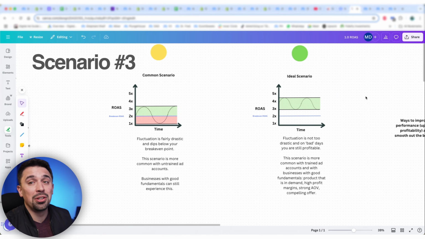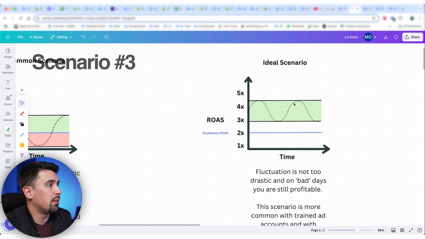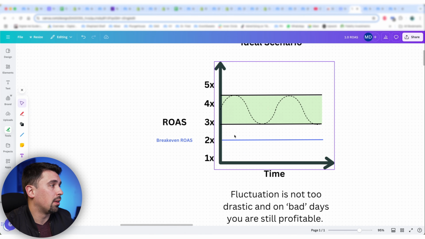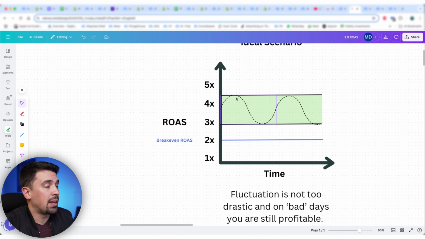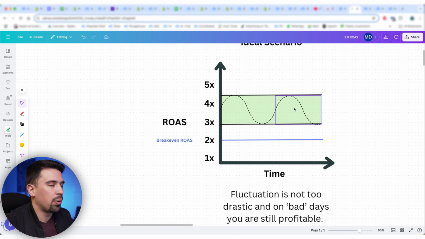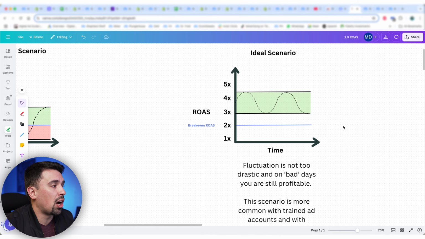Next, ideal scenario, right? This is where you can see on good days, we still have a 2x break even, for example. On good days, we are making a lot of money. It's very profitable. And on bad days, on the worst days, we're still profitable. And if you notice, the fluctuations are not as drastic. So it's not massive swings positively and then down negative. It's kind of just humming along in a pretty predictable nature, right? So this is very common with ad accounts that have a lot of conversion data in them, right?